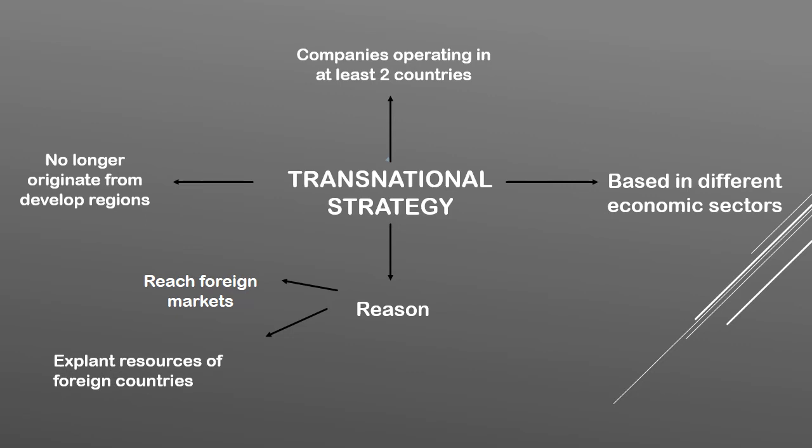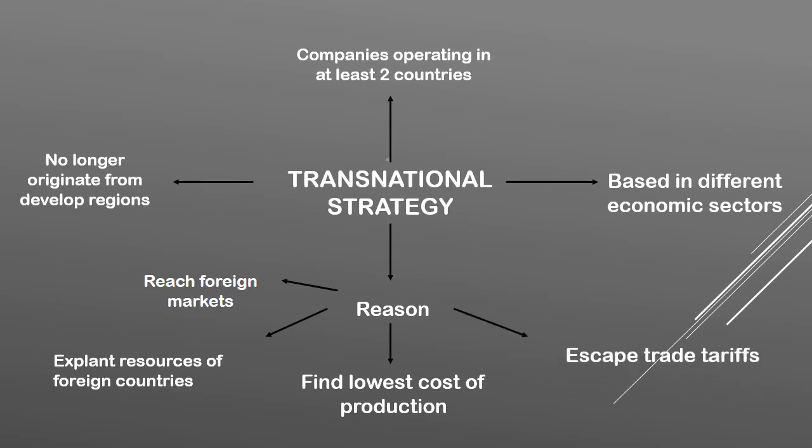Second is exploit resources of foreign countries. Third is find lowest cost of production. Apple company assembled their products in China because it has a cheaper cost in production. And escape trade barriers.